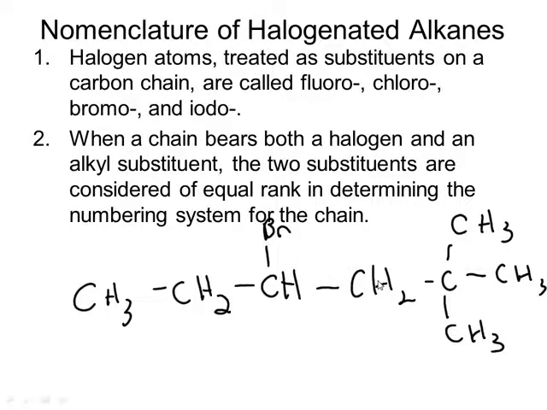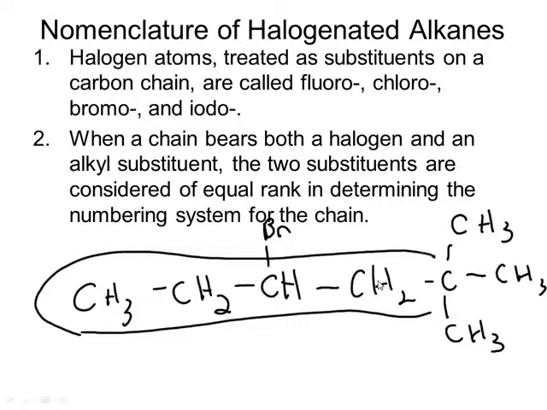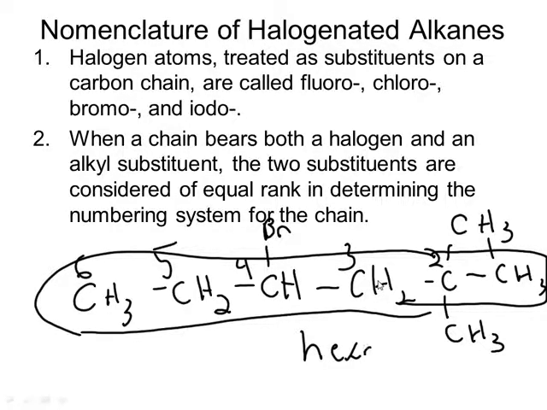So we're going to find our longest chain, which is pretty clearly, it goes up to here, and we could branch any of the 3 ways. They're all the same. So there we go. We're going to start numbering from the right-hand side because it's closest to a substituent. 1, 2, 3, 4, 5, 6. So this gives us our parent chain name of hexane. And our substituents now. So this is carbon 1.